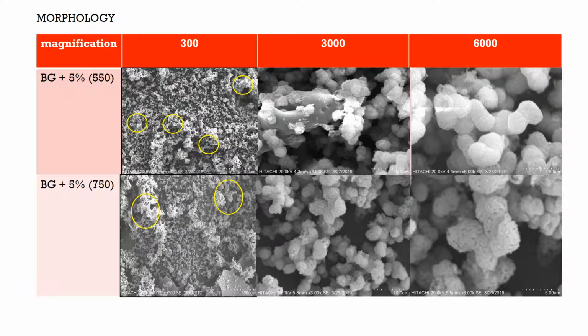As for the morphology of the particles, at 300 magnification, it was observed that the bioactive glass at 550 degrees Celsius still had more agglutination compared to the bioactive glass at 750 degrees Celsius. On closer observation, the bioactive glass at 550 degrees Celsius did not cover the CNF molecules properly, and the molecules were still gel-ish. It did not look crystalline at all.